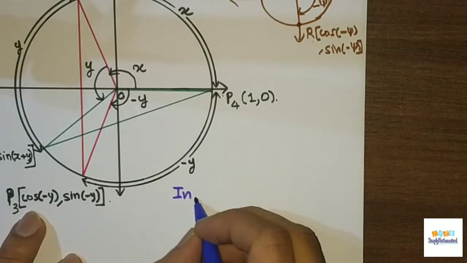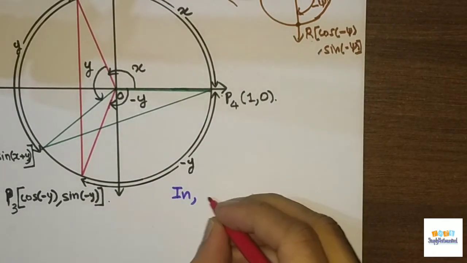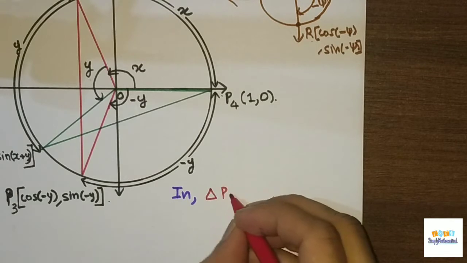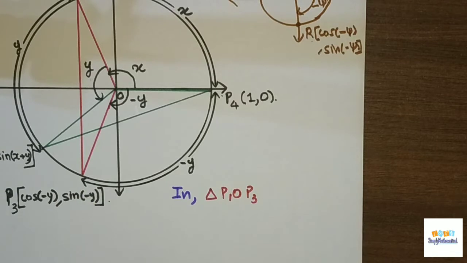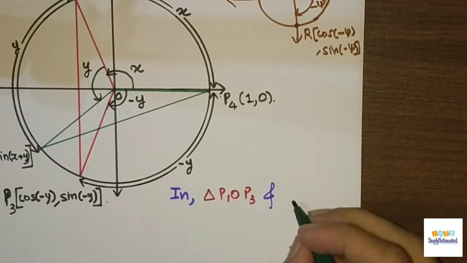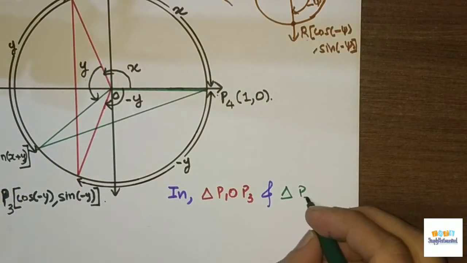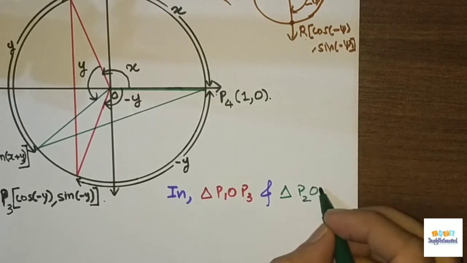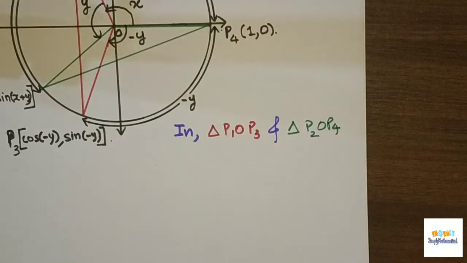So in the red triangle, which is P1, O, P3, and the green triangle, that is the triangle P2, O, P4. These are the two triangles we have. Now we have to prove that these two triangles are congruent, right?